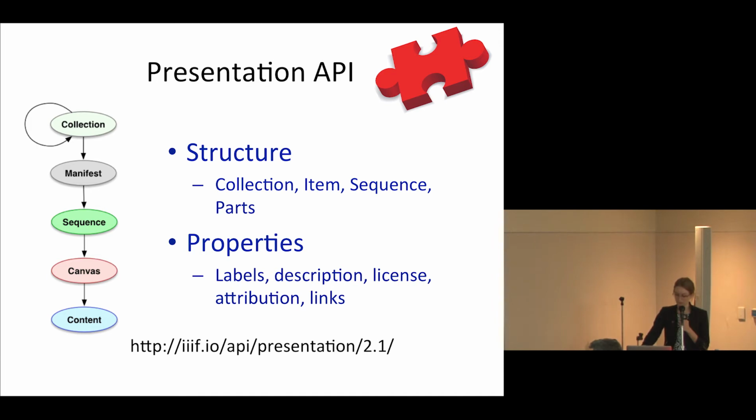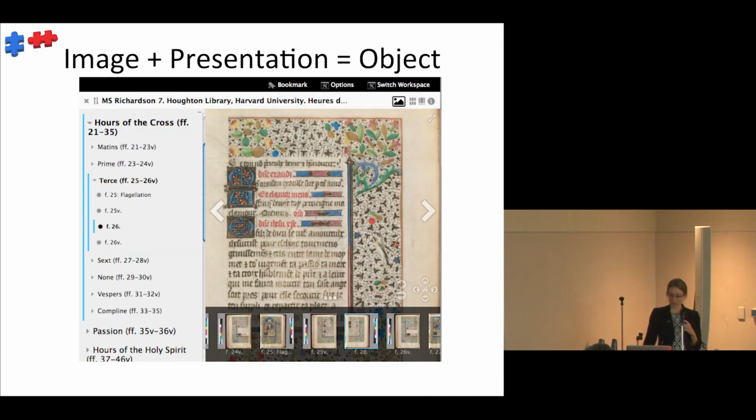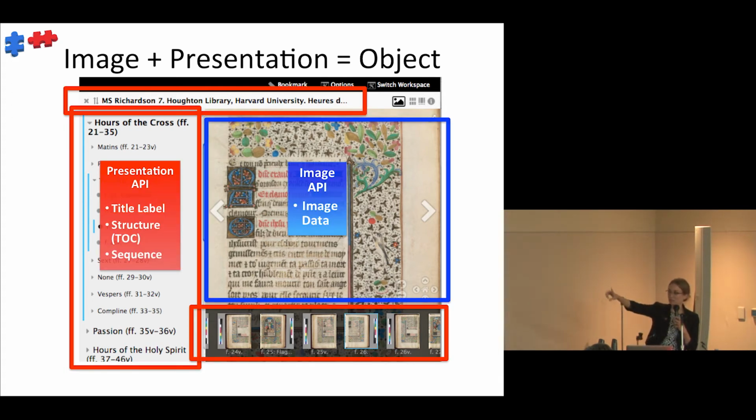So when you put the two APIs together, you get something that looks like this with the image pixels in blue, so that's coming from the image API, and then everything in red is coming from the presentation API, the title, the table of contents, and the image thumbnails.